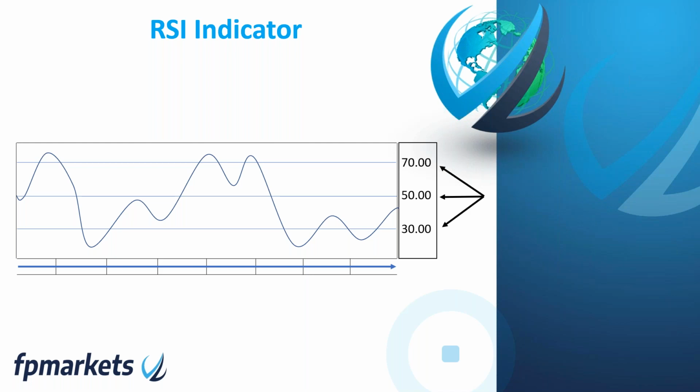Now, a reading above 70, as shown on the slide, is considered overbought, and moves below 30 are viewed as oversold. Again, guys, more on that in a little bit.